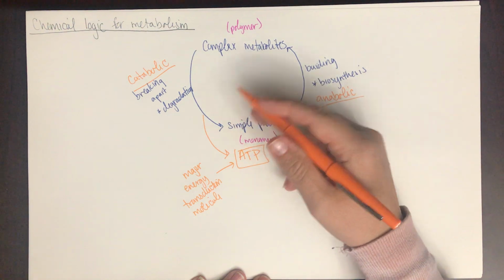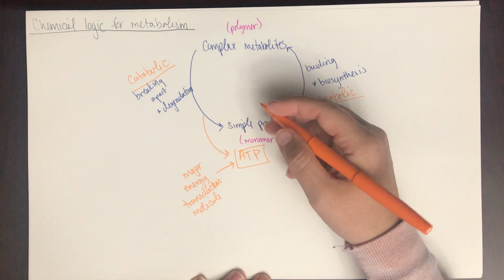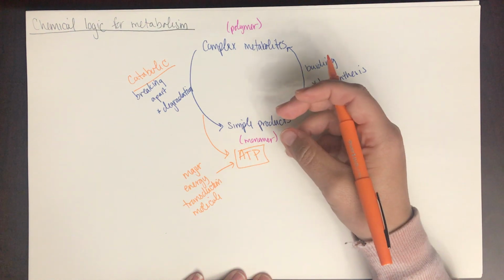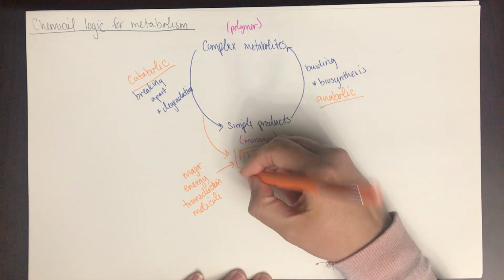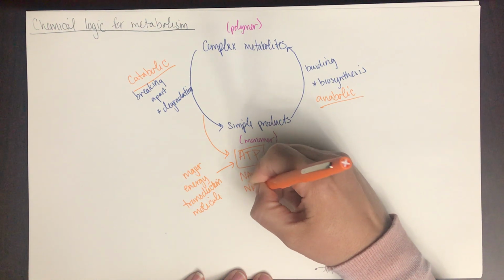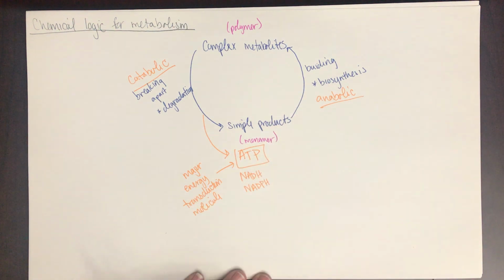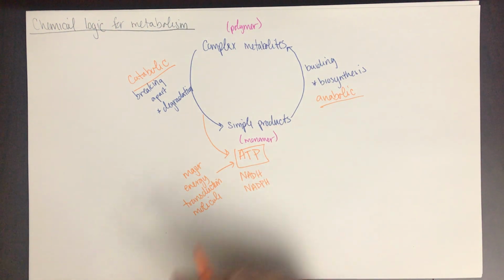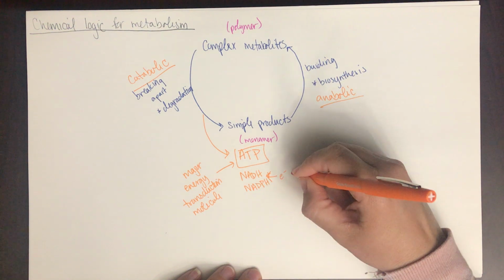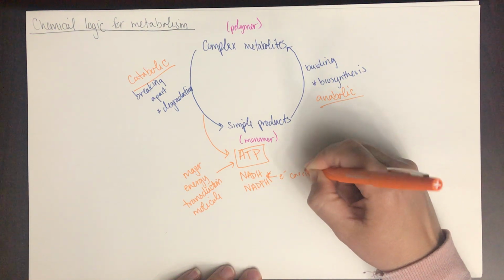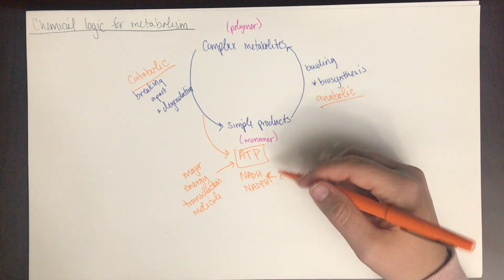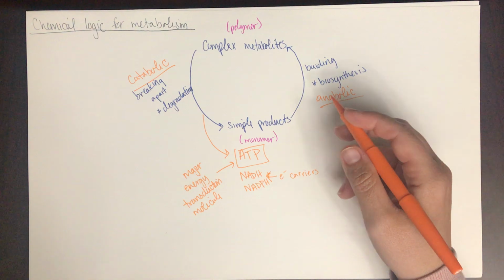Another product of these catabolic pathways are NADH or NADPH, and we'll talk about those. NADH, NADPH. These are electron carriers, and we're going to see both of these electron carriers. They carry electrons from oxidation-reduction reactions to different parts of the cell.